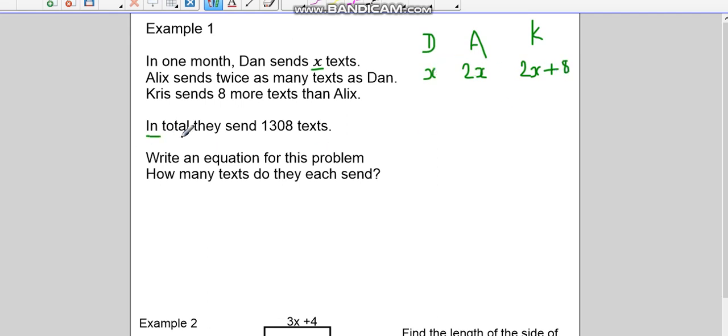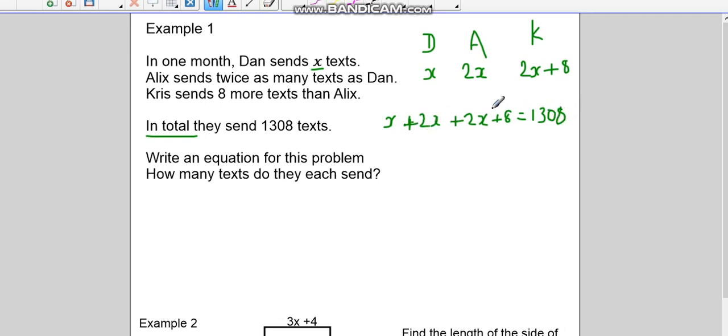Now it says in total they send 1,308. So total means I need to add these together. So I've got x plus 2x plus 2x plus 8. So I collect the like terms together. Let's write that out first. So I've got x plus 2x plus 2x plus 8. Okay, that's my total, and I know that that is equal to 1,308.